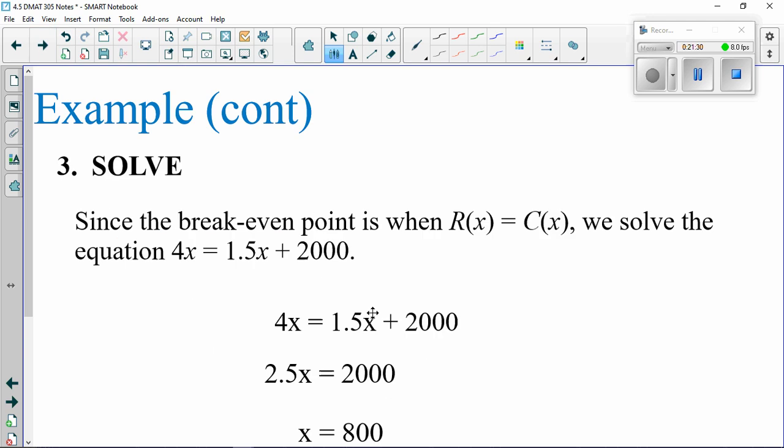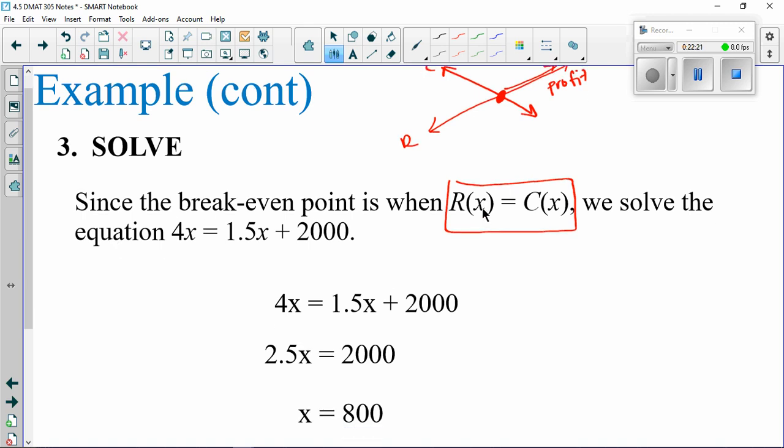Now, the break-even point is when they're equal, that's why it's called break-even. If you think about your cost being a line, because you started with nothing and then you paid your $2,000 startup fee and then you paid $1.50 per box, it's going to go one way and your revenue is going to go another way. The break-even point is where they intersect. This would be your revenue, this would be your cost, this is where they break even. Once you get to break even, anything past here is profit.